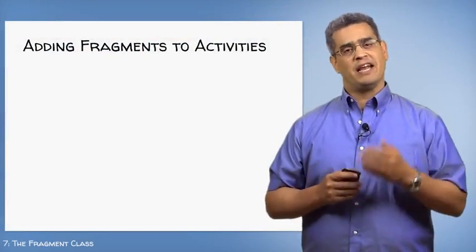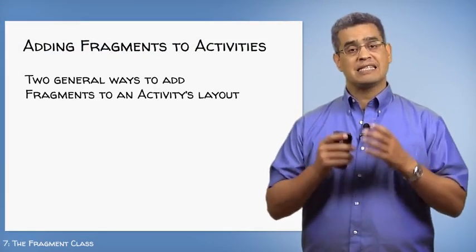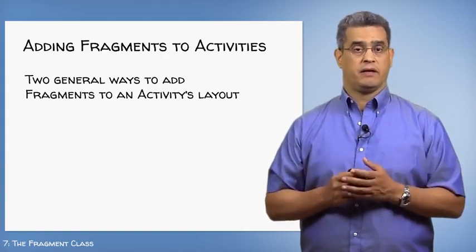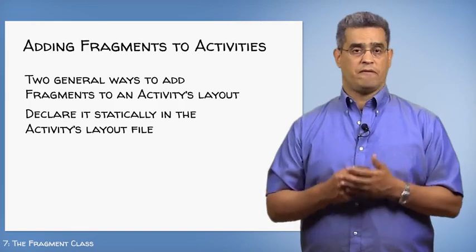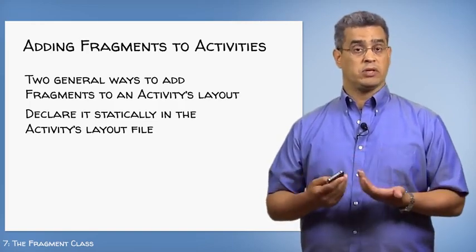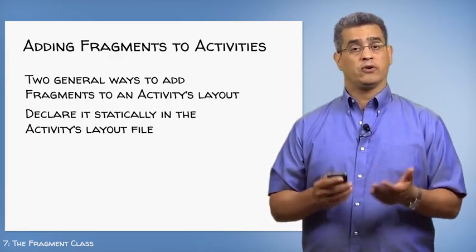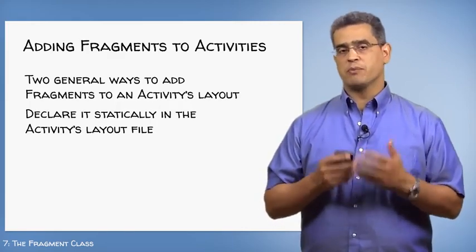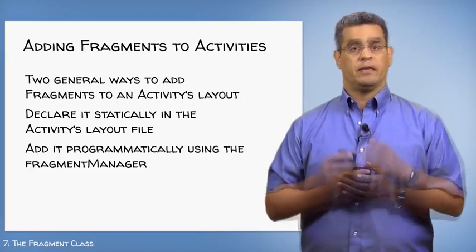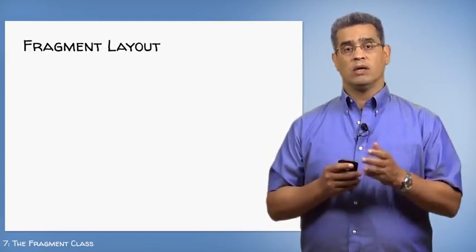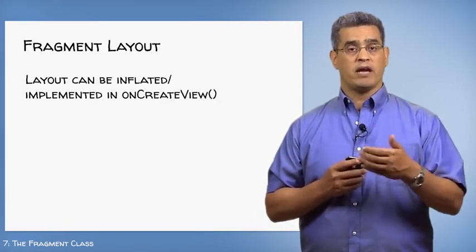There are two general ways that fragments get added to activities. First, they can be statically added to the activity, for example, by putting them into the activity's layout file, which is then used in a call to setContentView. Alternatively, you can add fragments programmatically using the Fragment Manager. However they get added though, once they're added, Android will make a call to onCreateView.